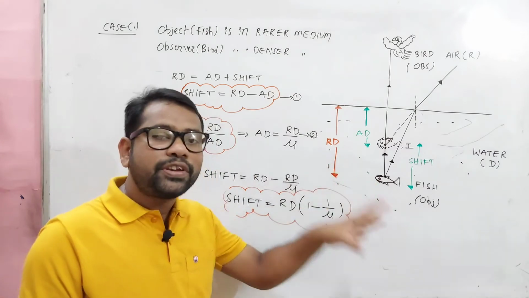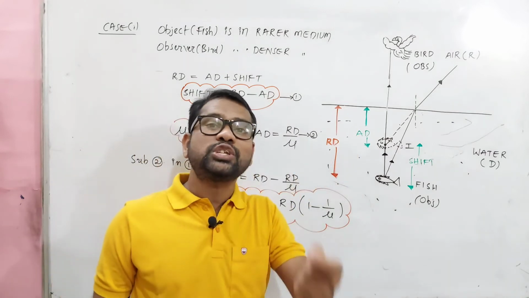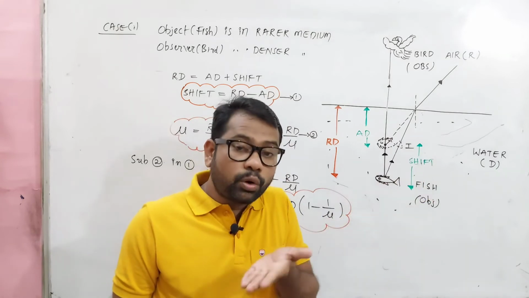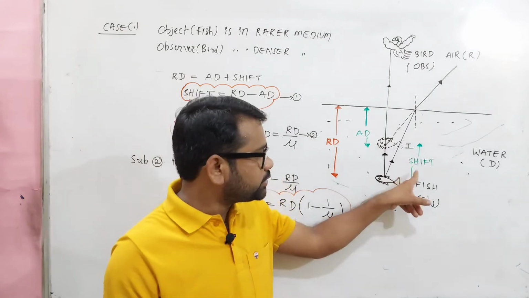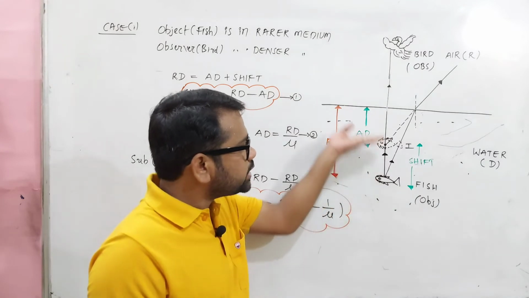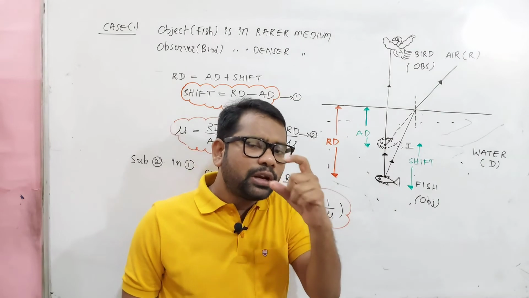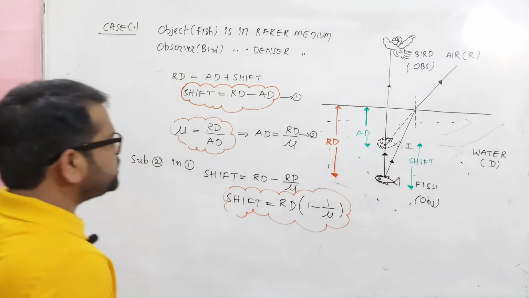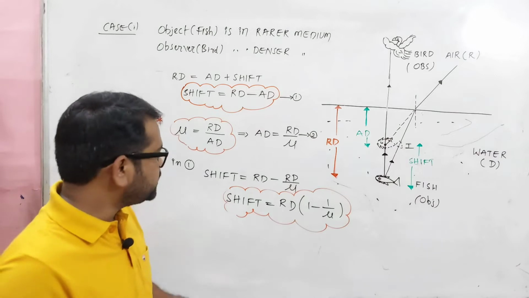In this case, the fish is the object. What is the apparent depth? The depth at which the image is formed is called the apparent depth. What is the shift? The height through which it is shifted vertically upwards is called the shift. But mathematically, how can we say that the image of the fish is formed at a lower depth when we compare with the actual depth? By using mu is equal to real depth by apparent depth we can. How can we do it? Just now I will show you that.